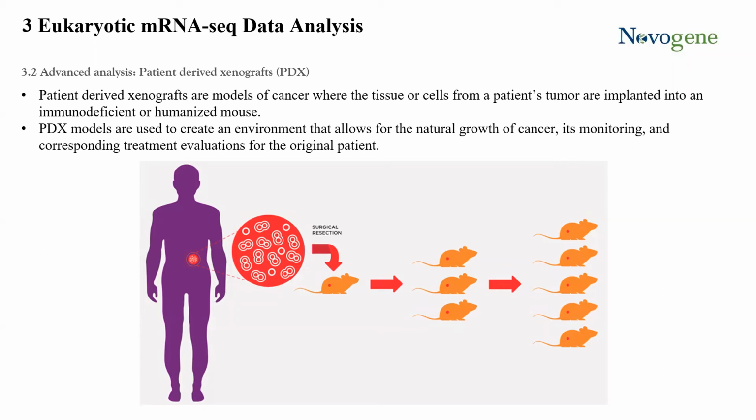So as you can see in the picture, you have on the left the scheme of a human. This human was diagnosed with a type of cancer, and scientists took a sample of the cells of the cancer, probably through a biopsy, and implanted them in a humanized mouse. These cells can now be kept, multiplied, and studied in a more physiologically relevant environment when you compare it to a possible in vitro cell culture. So, to summarize, PDX models are used to create an environment that allows for a natural growth of cancer, its monitoring, and corresponding treatment evaluation of the original patient.